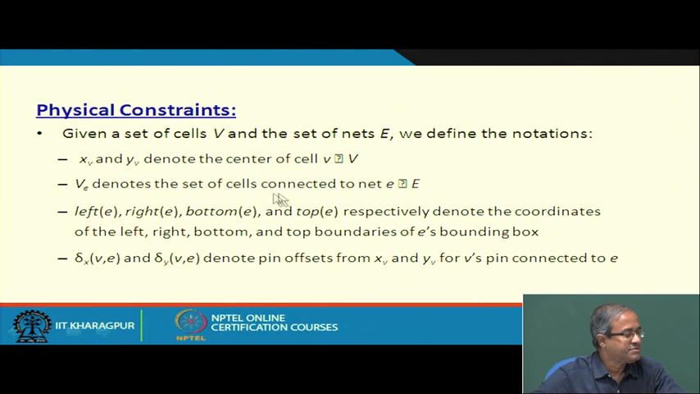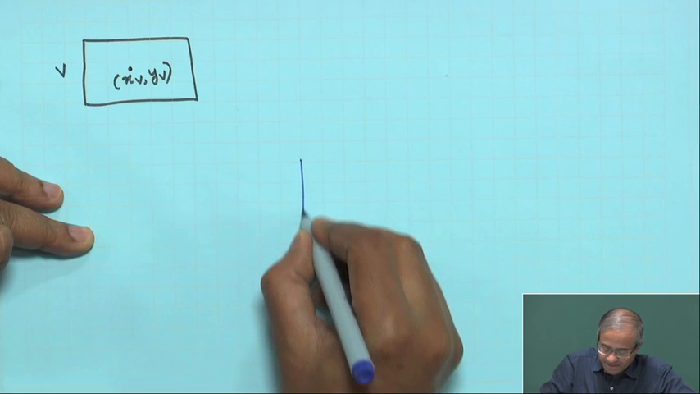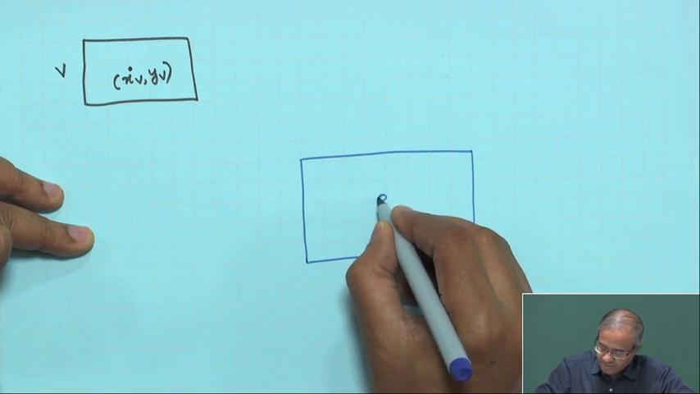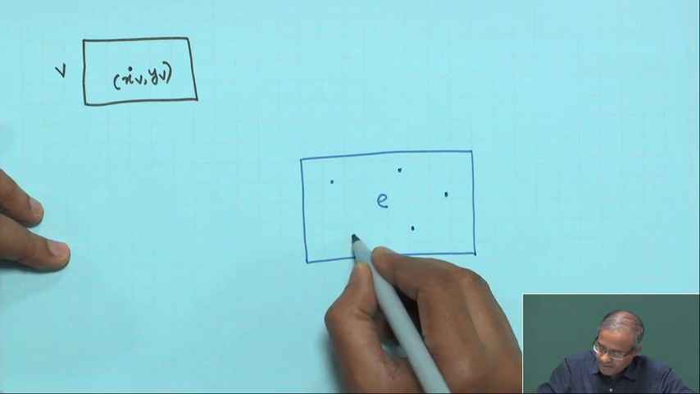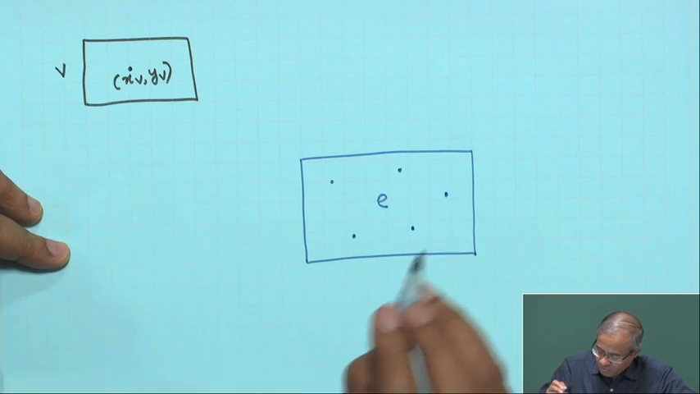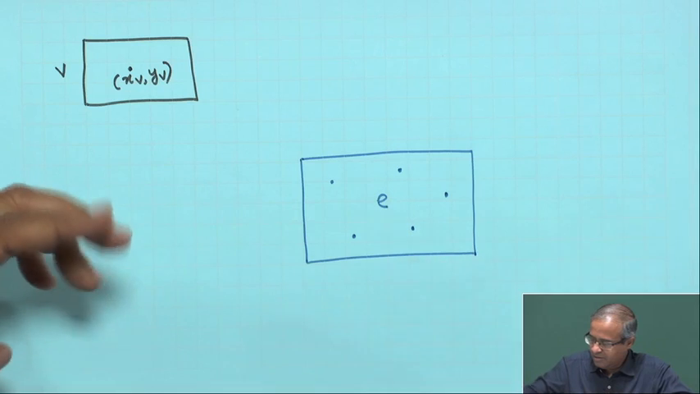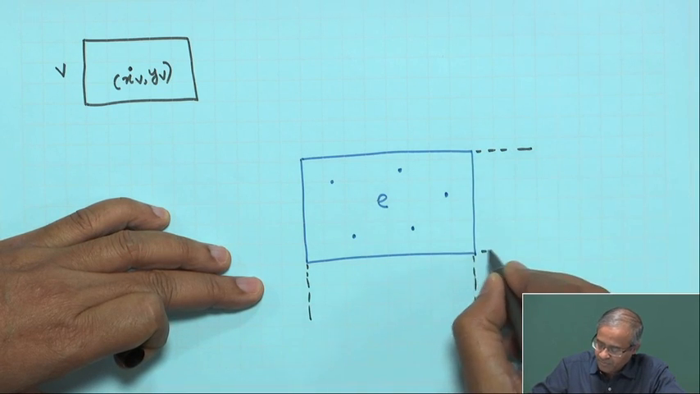V_E denotes the set of cells which are connected to net E, and left, right, bottom and top denote the coordinates of the four boundaries of E's bounding box. So, what does this mean? Let us explain. This E denotes a net. Suppose this is the bounding box that is represented by E. E denotes a net, means there are some points to be connected, and I am using a slightly larger bounding box with the assumption that all interconnections will be completed by this bounding box.